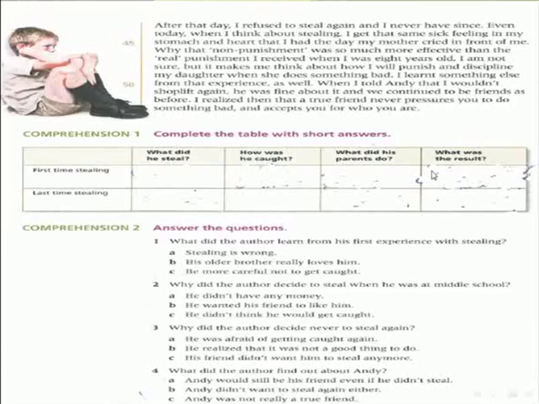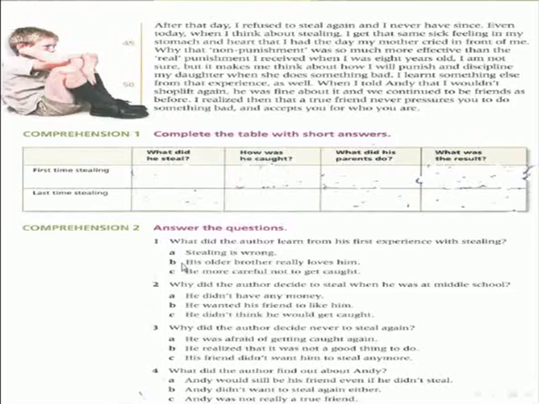What was the result? First time, he was angry and continued stealing, or continued to steal. So what was the result for the first time? He was angry and continued to steal. Okay. Second time, he never stole again.